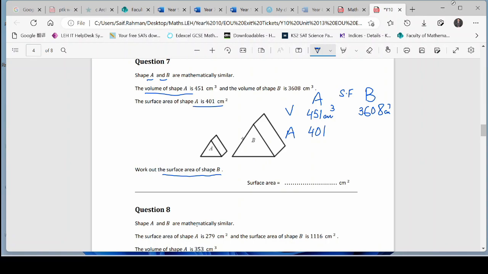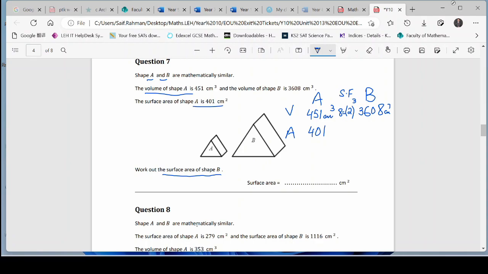Okay, so what we have to do is divide 3608 by 451. So it's 8. The scale factor is 8 for volume, right? So for volume, when the scale factor is 8, we have to write the scale factor in a cube. So when we write it in a cube, 8 is equal to 2 cube. So now the scale factor actually is 2. So 2 is the scale factor.